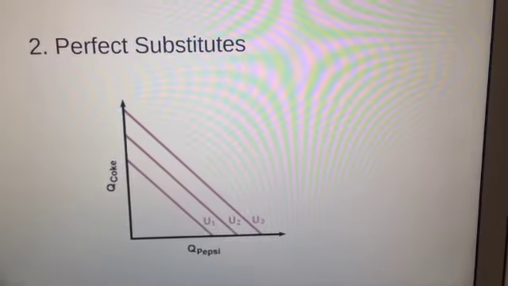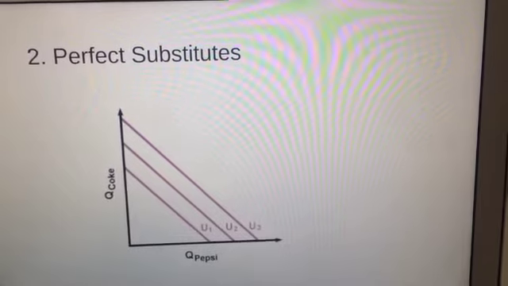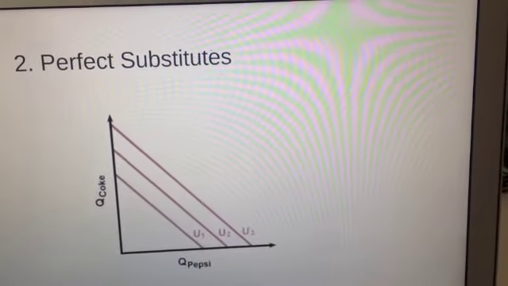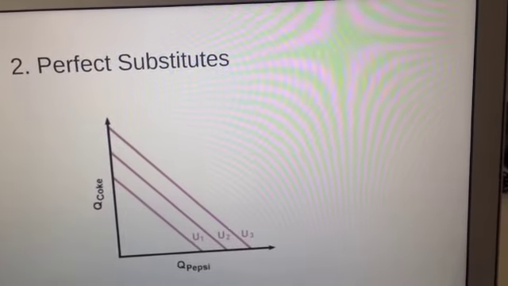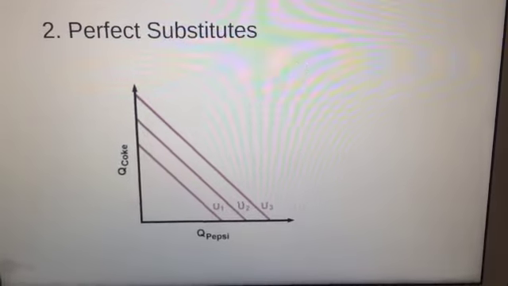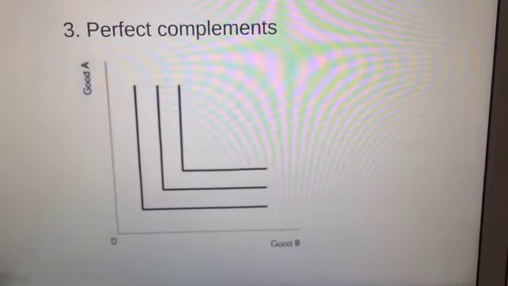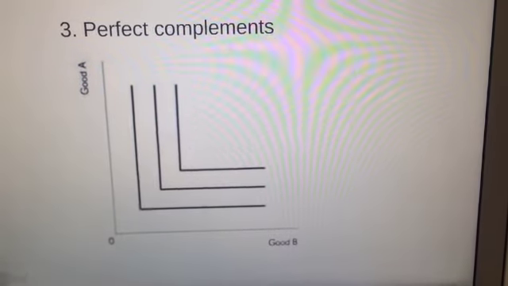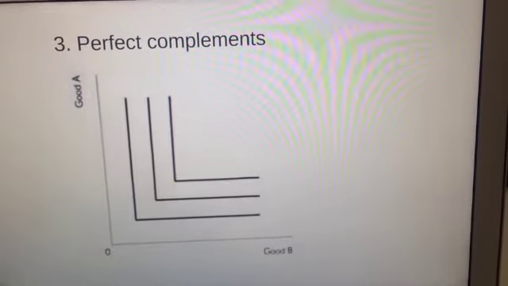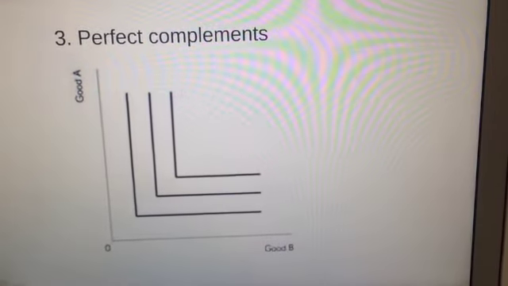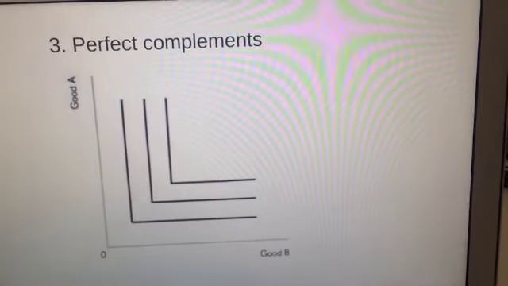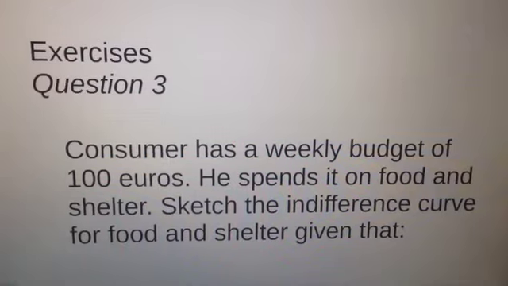For goods which are perfect substitutes, the indifference curves will take the shape of a straight line because the consumer does not care whether he consumes Pepsi or Cola, as he likes them equally and gets the same total utility from both. For goods which are perfect complements, the indifference curves will take the form of a line broken by a 90-degree angle. The reason for that is that if goods are perfect complements, one is useless without the other, which can be seen on this graph.